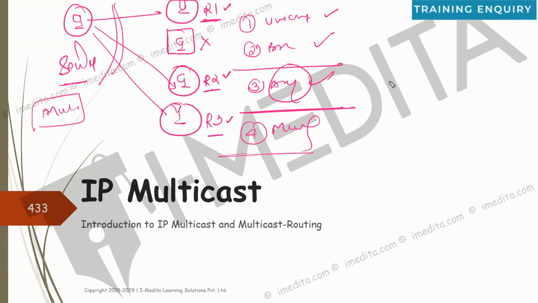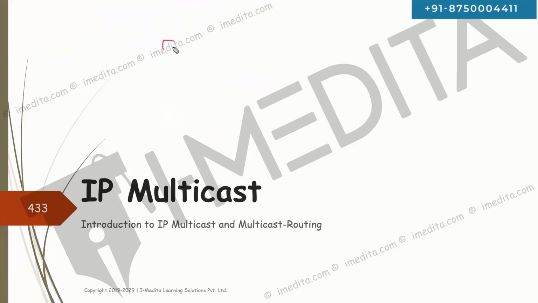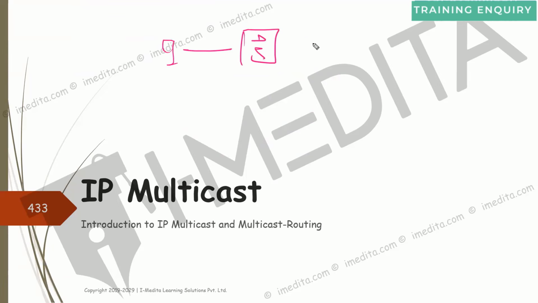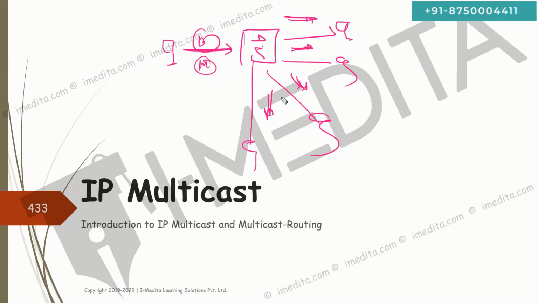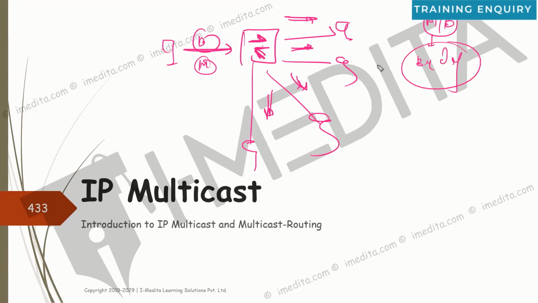Remember that switches don't have the capability to differentiate between multicast and broadcast traffic by default. If this is a switch, and this device sends a broadcast packet, that will be flooded. And if the device sends a multicast packet, that also will be flooded. Switches don't have the capability to differentiate between a multicast and a broadcast address, at least not by default.